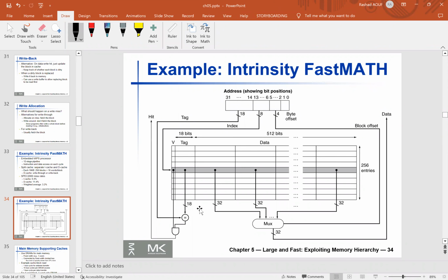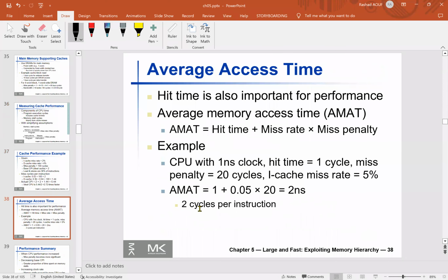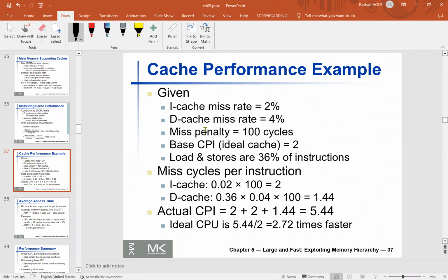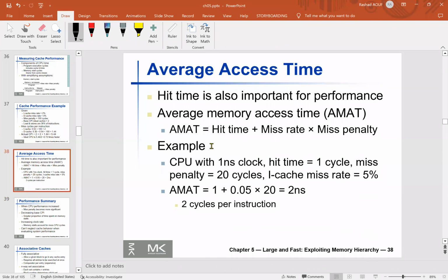All of this is from the same context. I'll try later to select a few slides with the formulas on them. For example, here: average access time is hit time plus miss rate times miss penalty. This is how we calculate it. They will be given, and then we find them.